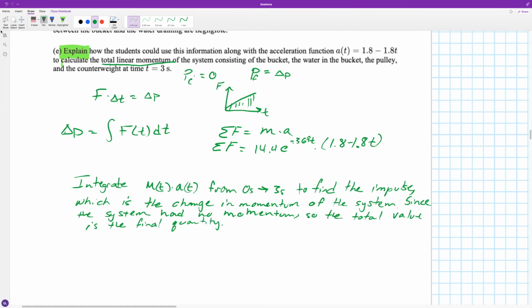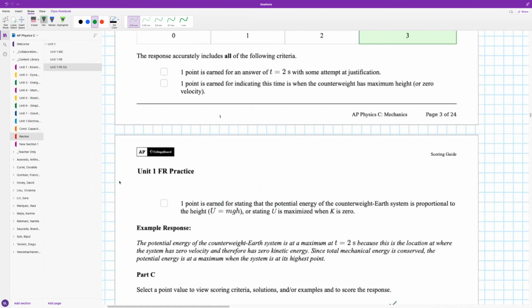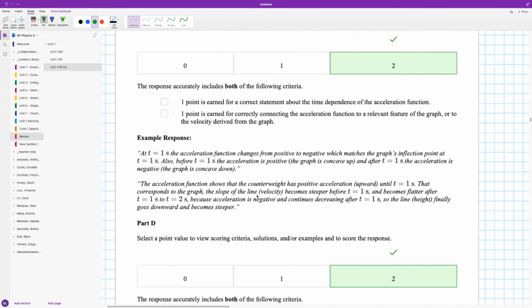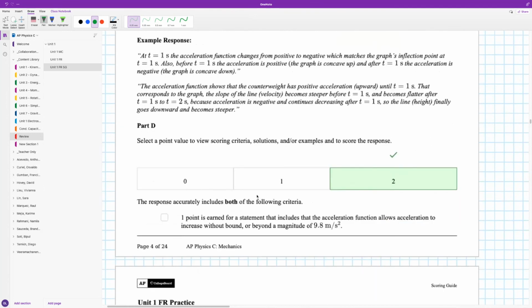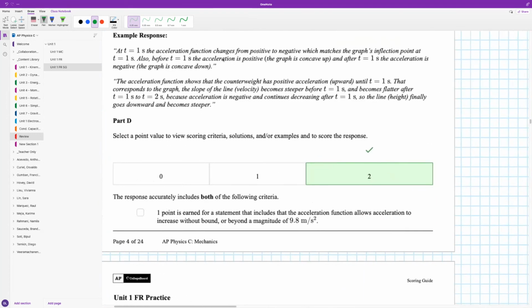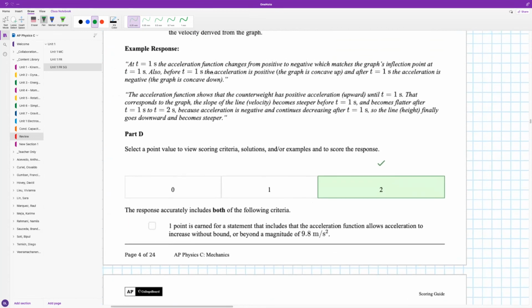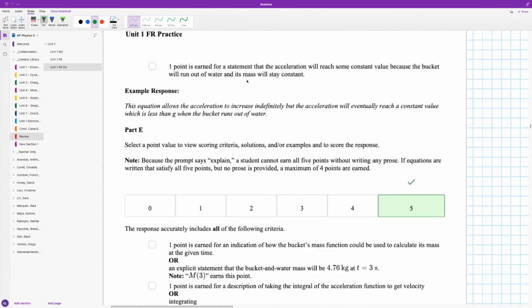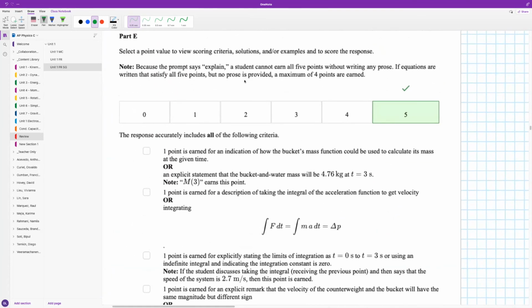All right, so that's this question. Let's go ahead and take a look here at the scoring guide, see what they were looking for. Here they are going about their explanations for when the acceleration equation is equivalent and not. But let's go ahead and see here. For part E, because the prompt says explain, a student cannot earn all 5 points without writing any prose. So we have to be careful. I'm glad we mentioned this part, because we have to be careful with the action verbs.